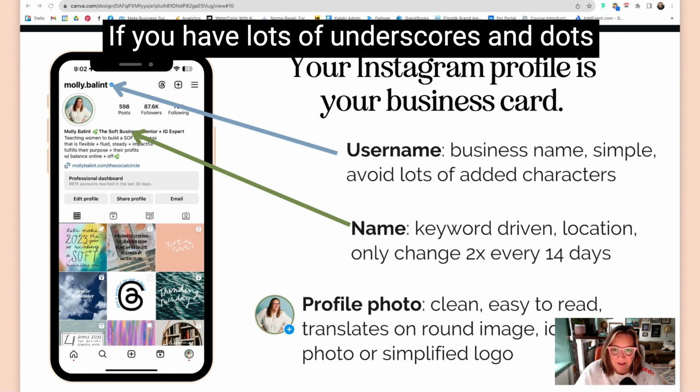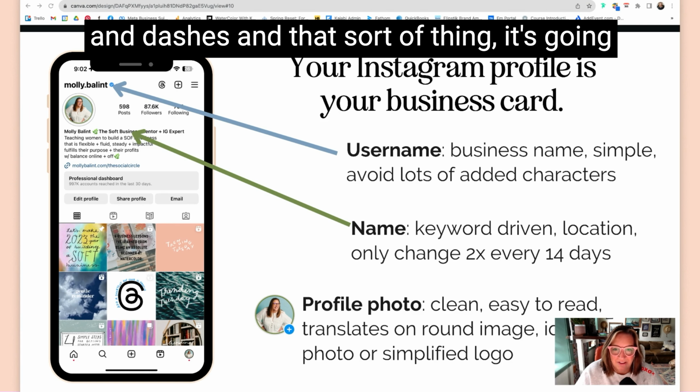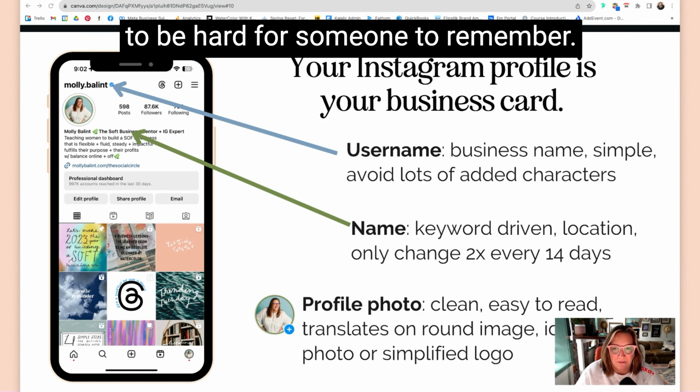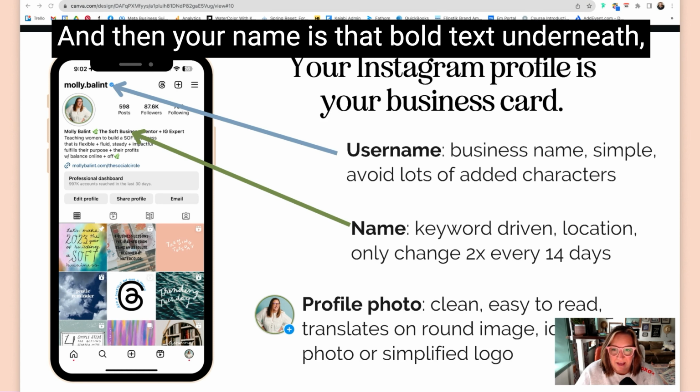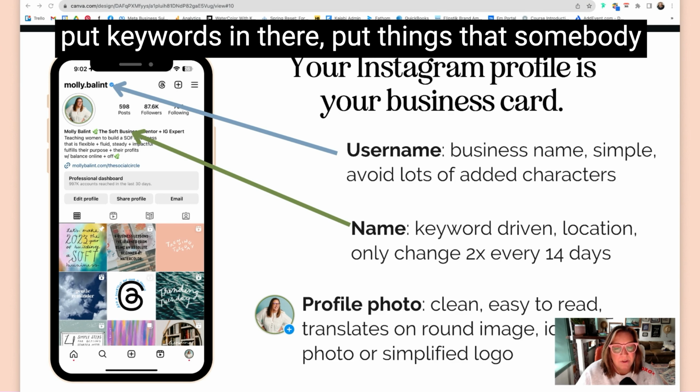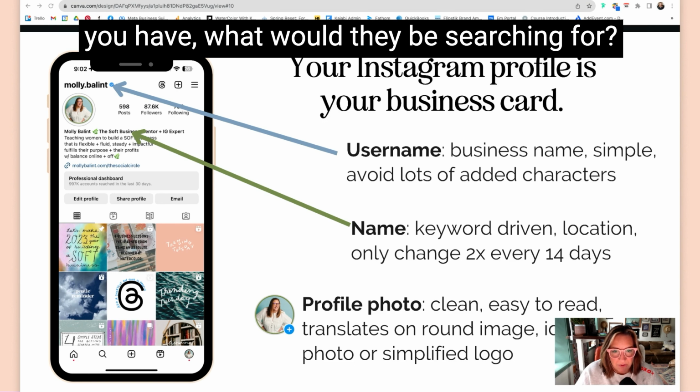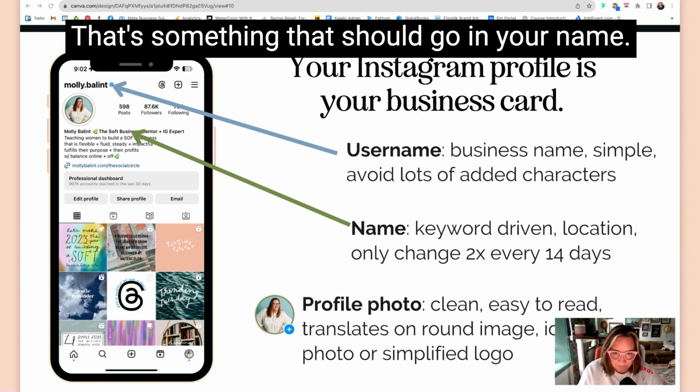If you have lots of underscores and dots and dashes and that sort of thing, it's going to be hard for someone to remember. So as simple as possible. And then your name is that bold text underneath. Put keywords in there. Put things that somebody coming to Instagram searching for what you have, what would they be searching for? That's something that should go in your name.